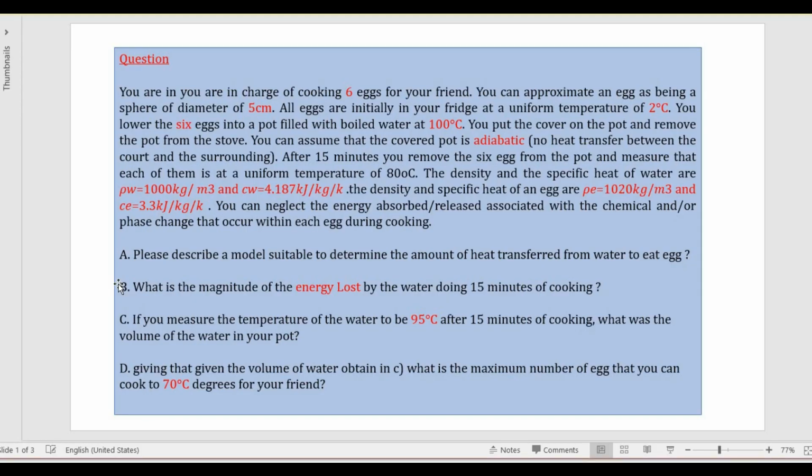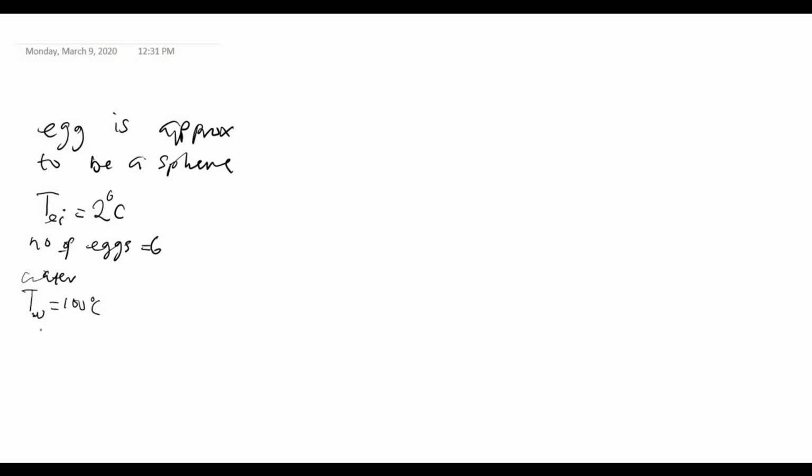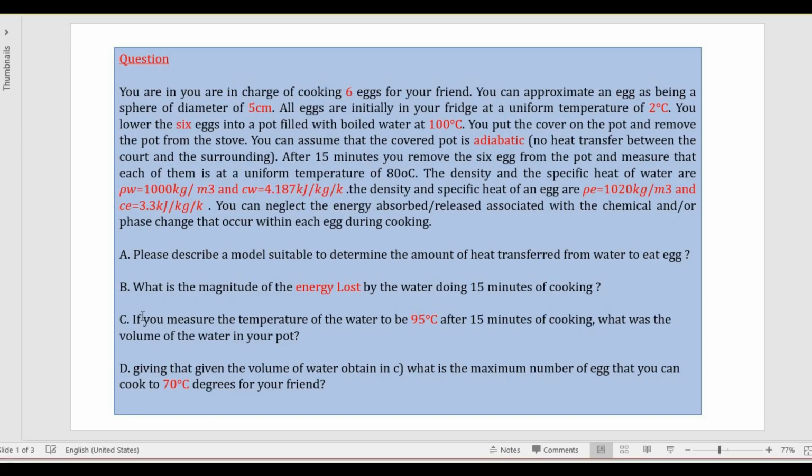So you put the cover on the pot and remove the pot from the stove. You can assume the pot to be adiabatic. So we are told also that the pot is adiabatic in nature, which means no heat transfer from the pot to the external surrounding.